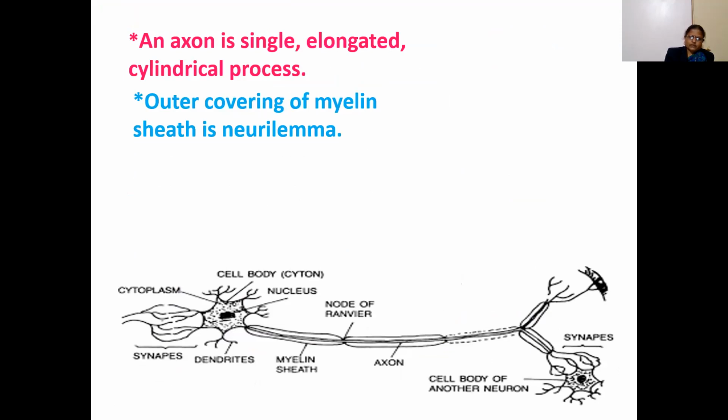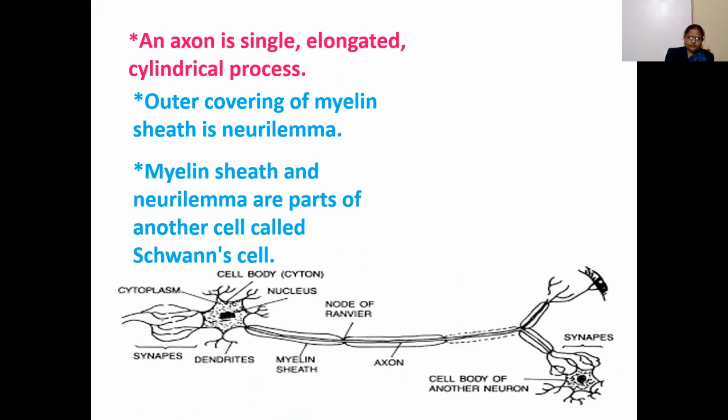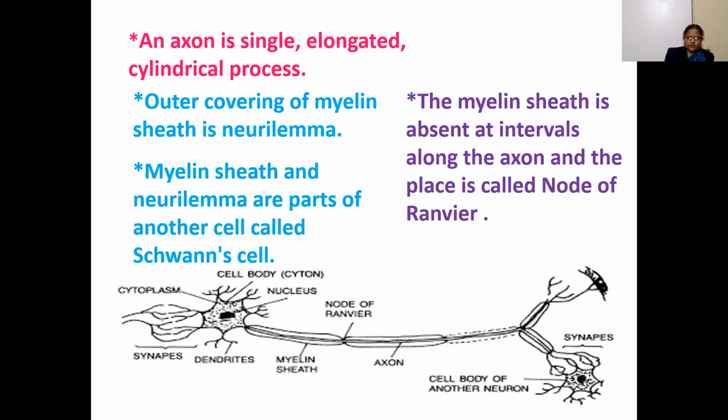The outer covering is the myelin sheath, and it is nothing but neurilemma. Remember, myelin sheath and neurilemma are parts of another cell known as Schwann cell. The myelin sheath is absent at intervals along the axon, and the place is known as node of Ranvier. What is meant by node of Ranvier? The myelin sheath is absent at intervals along the axon.